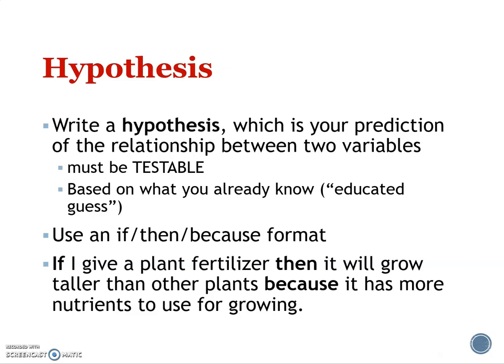So if we're doing an experiment about plants and fertilizer, a hypothesis for that experiment could be, if I give a plant fertilizer, then it will grow taller than other plants because it has more nutrients to use for growing. So we've predicted the effect of one thing on another, and we have included some background information about why we think that to be true.